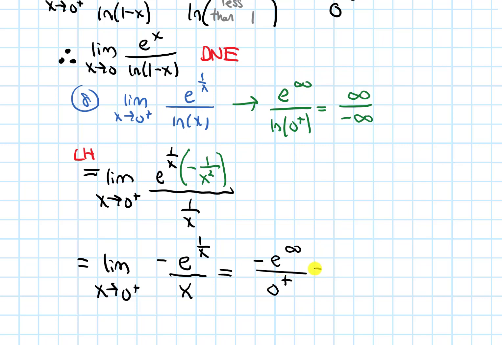Alrighty, and now if I plug in, we get negative e to the infinity over 0 with a little plus sign. So this is negative infinity over 0 with a little plus sign. Let's think about sign first. I have a negative on the top. The bottom is a little bit bigger than 0, so it's positive. So this is going to be a negative thing. Then ignoring the negative sign, the top is huge. If you divide a huge thing by something that's getting really, really small, it's going to be even more huge. So this is still going to be some type of infinite thing. And we already determined the sign was negative, because again, the top was negative and the bottom was positive. And that is our answer. It's going to be negative infinity.